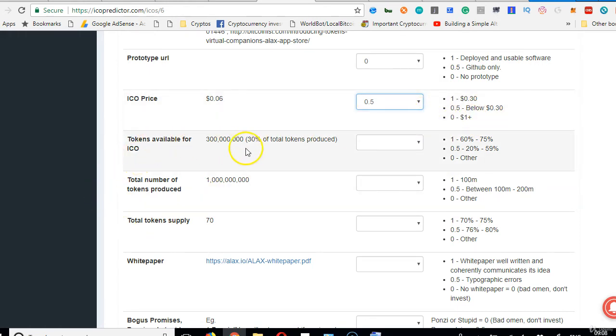Tokens available for their ICO. If the tokens available for their ICO is above 60%, so I think this is mixed up here, but it's supposed to be if the tokens available for their ICO is somewhere around 30%, then it's good. I think this is good. I'm giving them a 1.